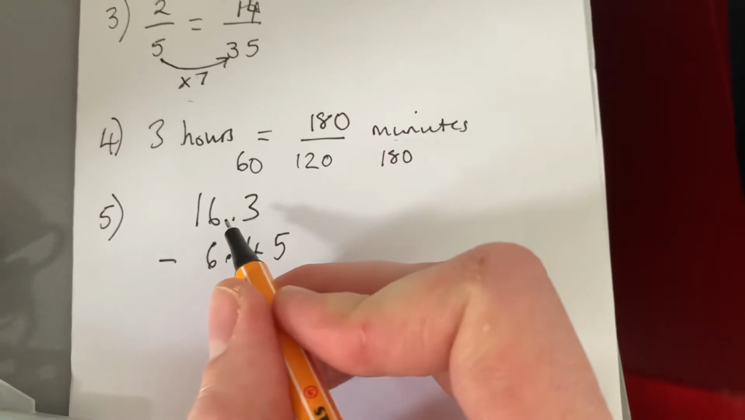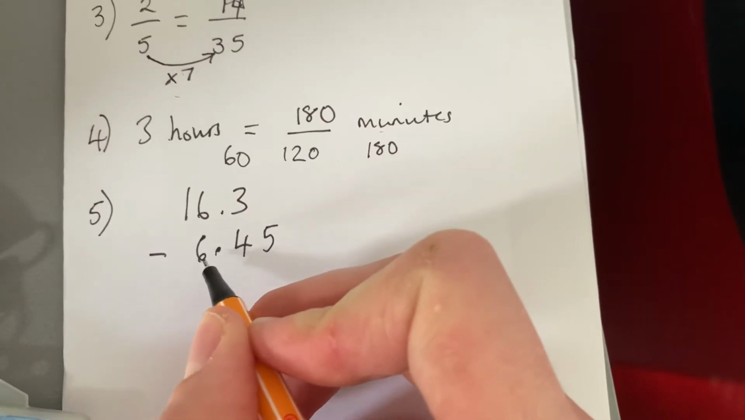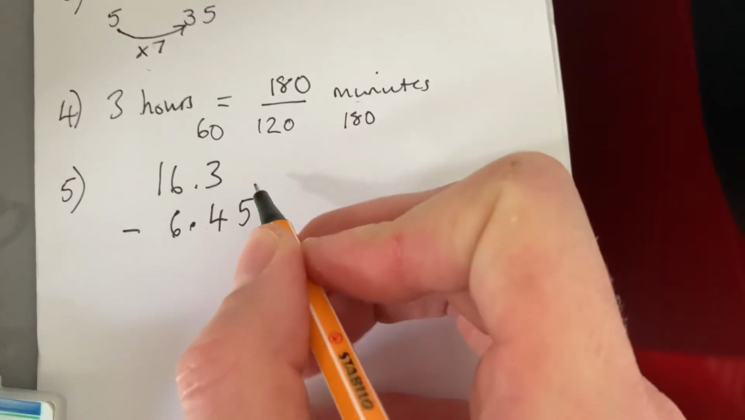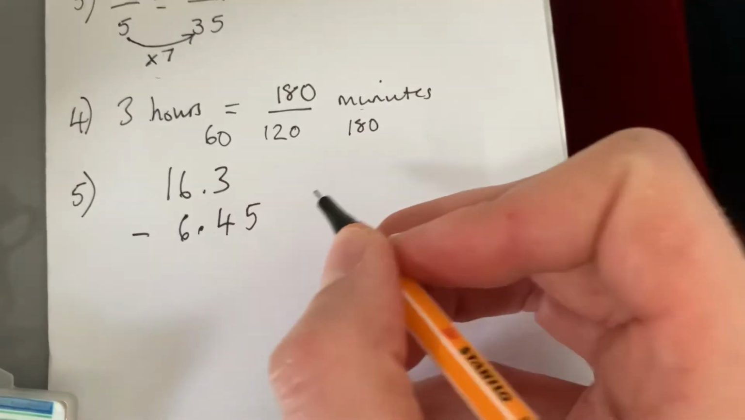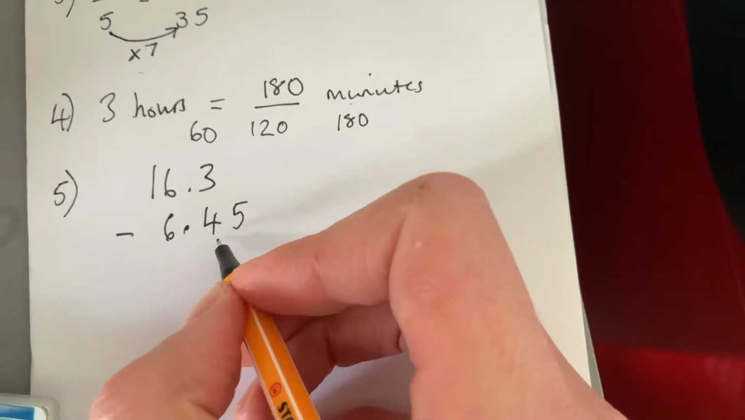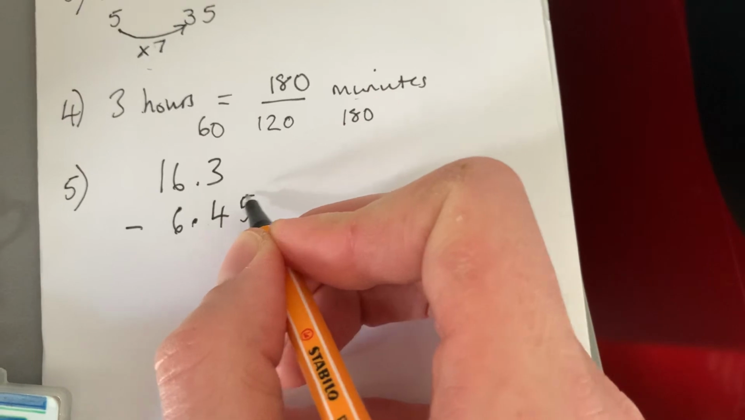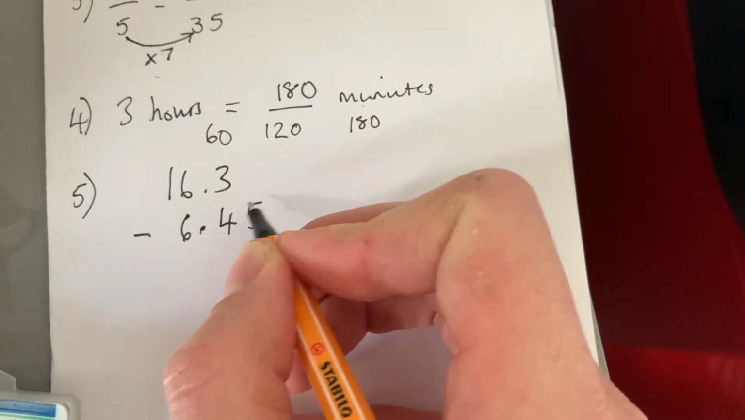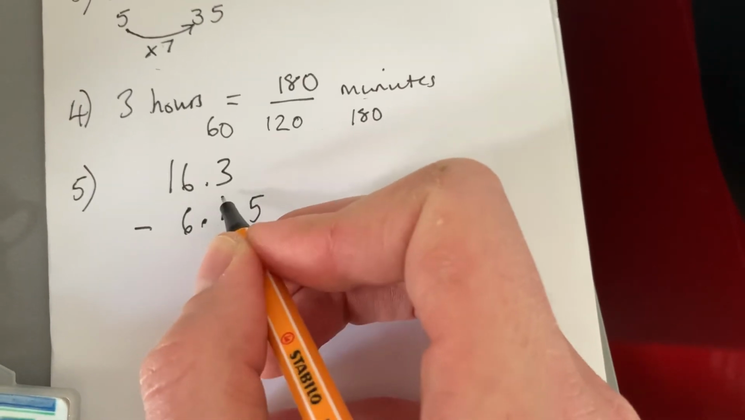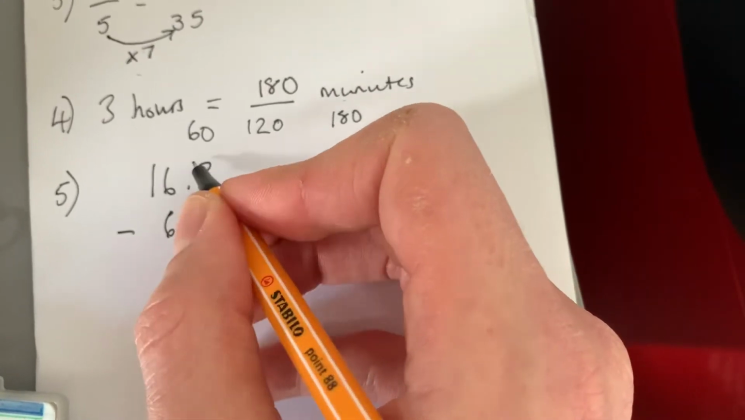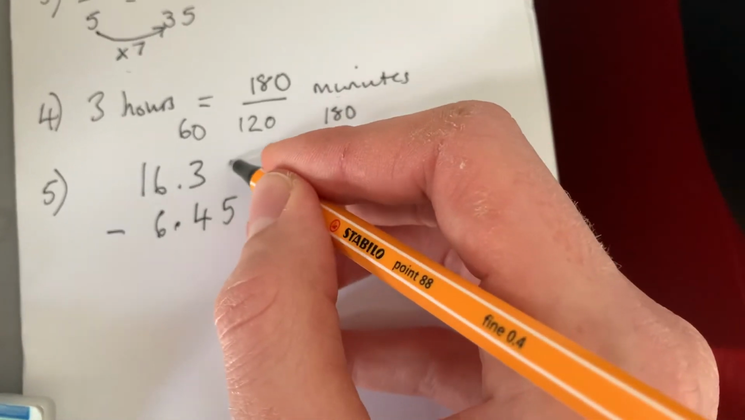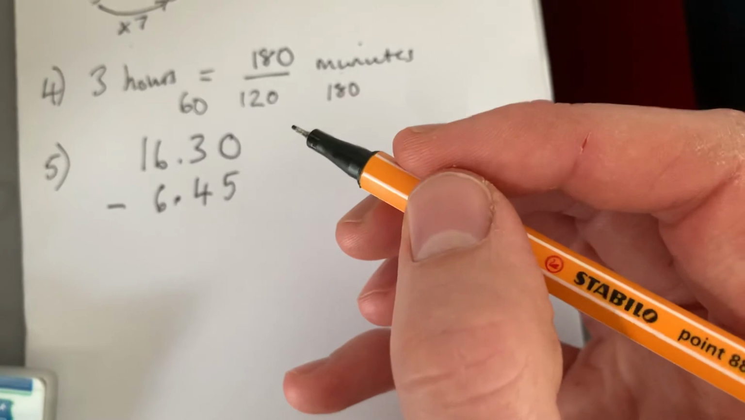Last question, 16.3 subtract 6.45. When we've got a subtraction question with a different number of decimal places, the numbers after the decimal point are known as decimal places. So this number has 2 decimal places. This number has 1 decimal place. So we can make them the same by adding a placeholder.